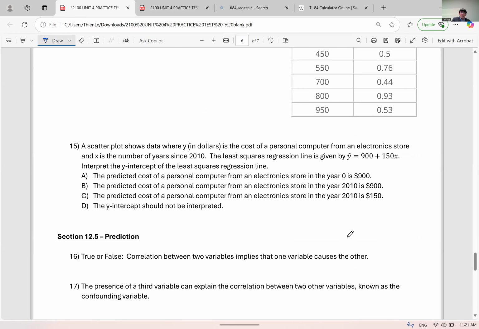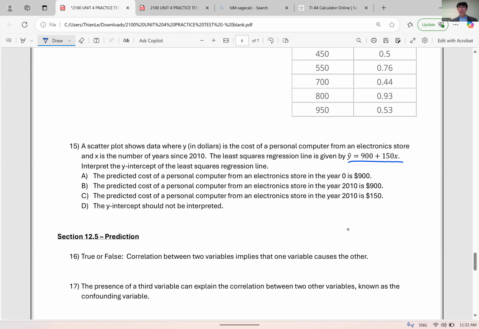15. A scatter plot shows where Y in dollars is the cost of a personal computer from an electronics store and X is the number of years since 2010. The least squares regression equation gives us this. Interpret the y-intercept of the least squares regression.